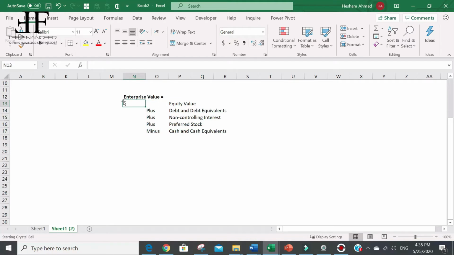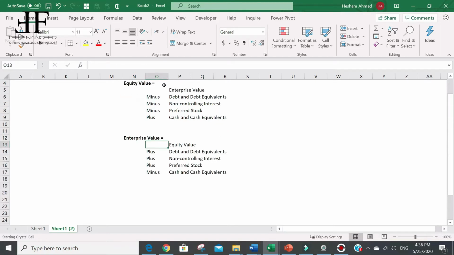Now, another way: if we would like to calculate the equity value, but we already know the enterprise value, it will be the same way around. Let's calculate the equity value knowing that we have the enterprise value available. Whatever you are adding here will be deducted, and whatever you are deducting here will be added.